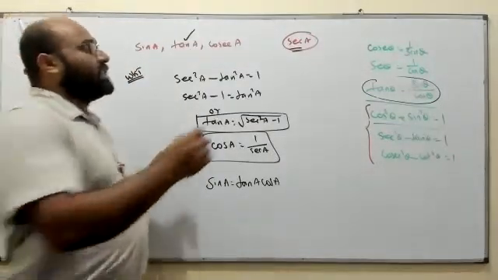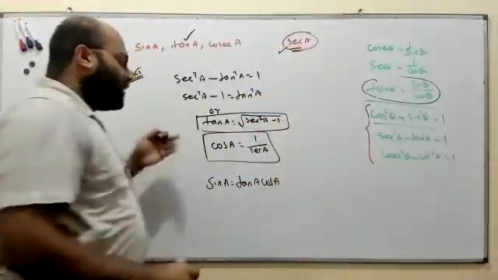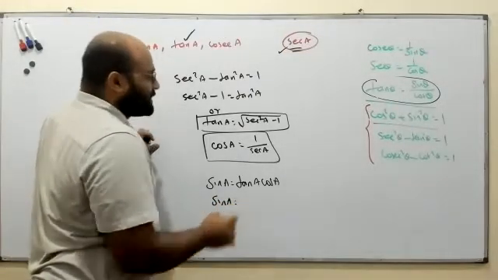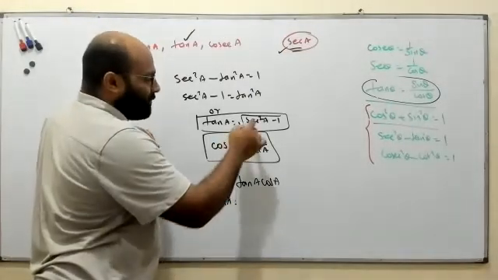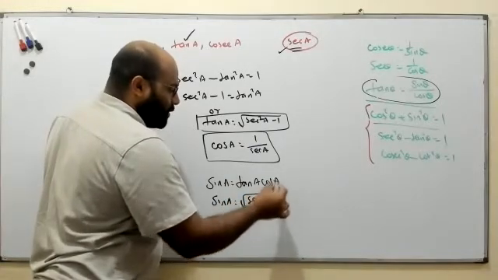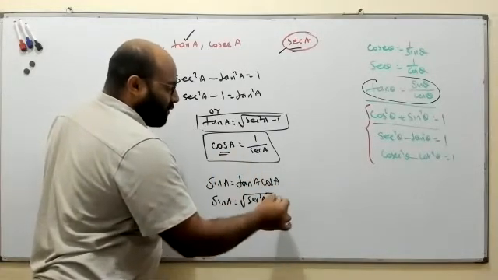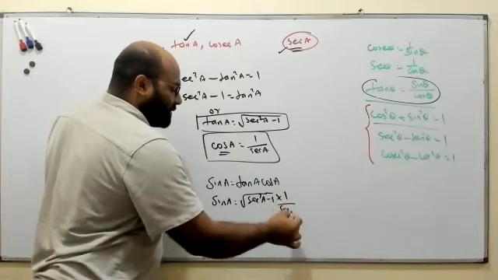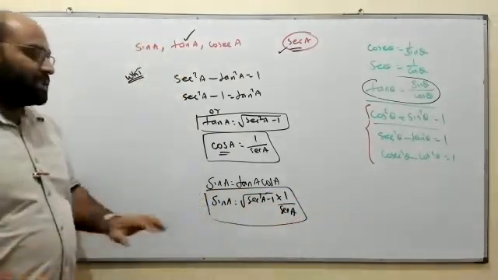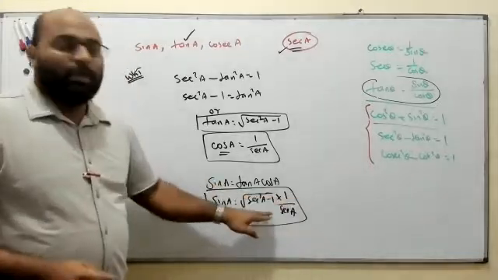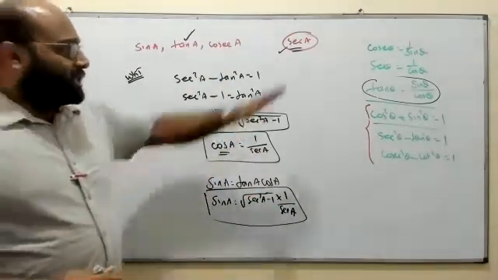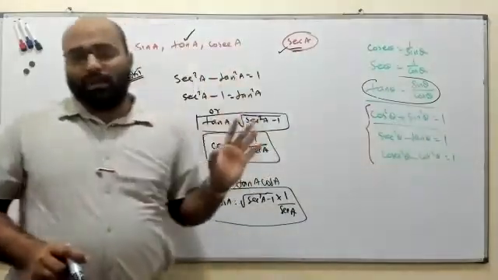Now, we want to get everything in terms of sec. See, sin A equal to tan A into cos A. Tan A we found here: root of sec square A minus 1. Cos A we also found here: 1 by sec A. So we can write root of sec square A minus 1 all divided by sec A. Just observe this. With these six results, you can manage anything.